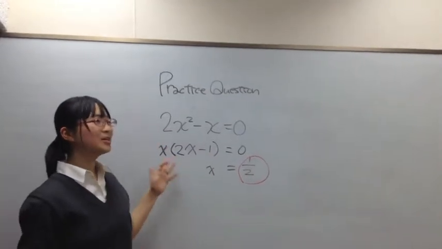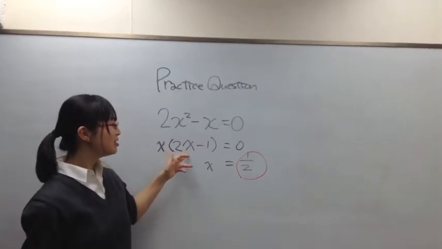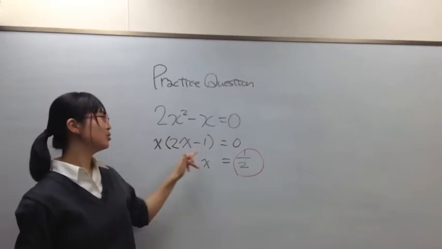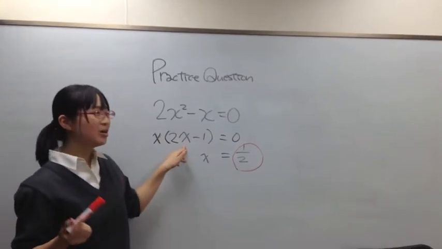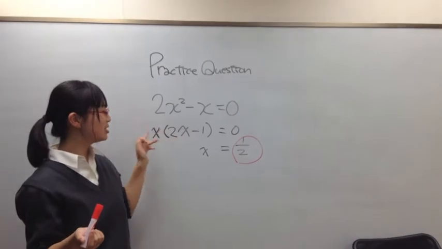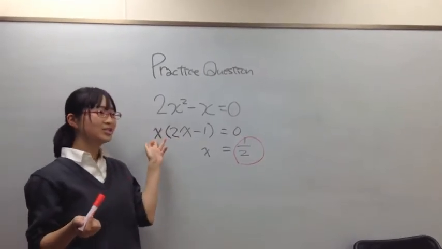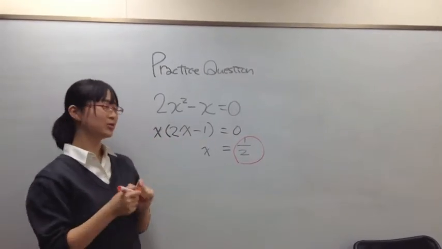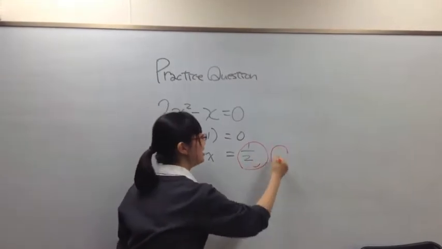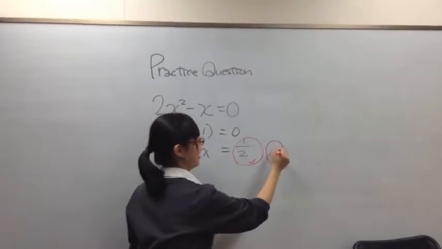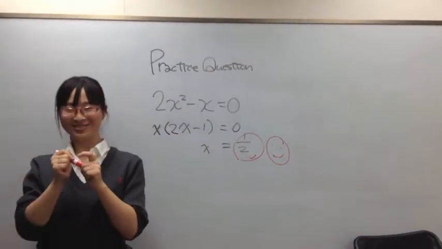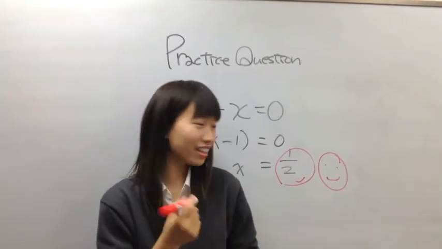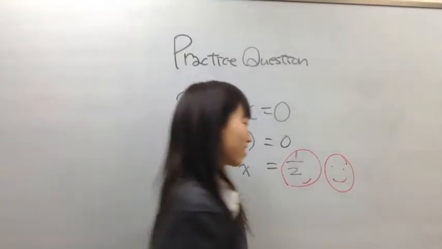When does this become 0? Yes, if you plug 1 over 2 into x, it's going to be 0. But is that the only answer? Because if you have 0 here, this equation is going to be 0. So, you add 0. Oh, I got it! That's so close.